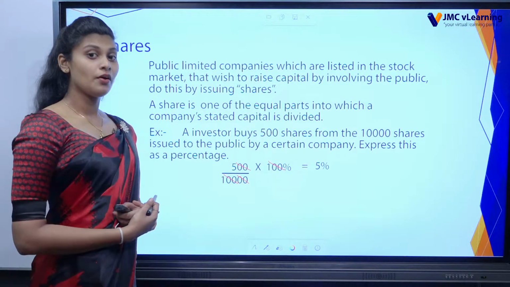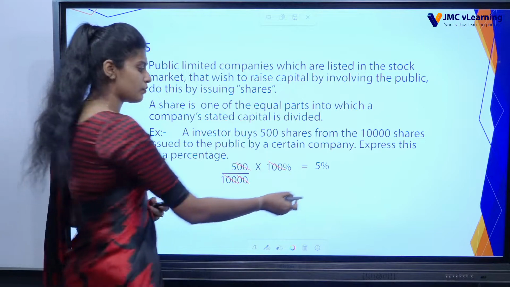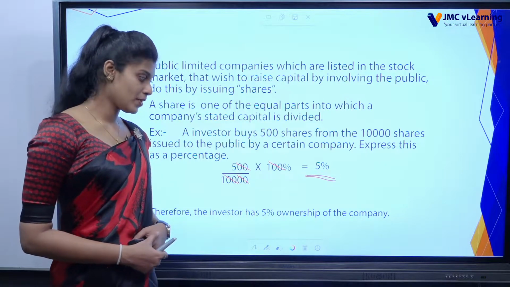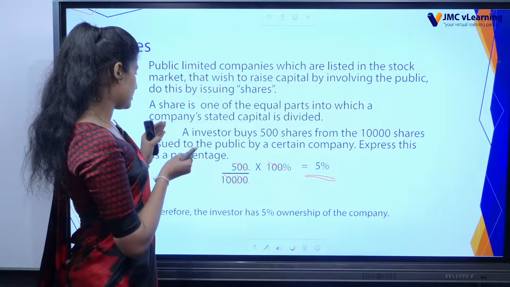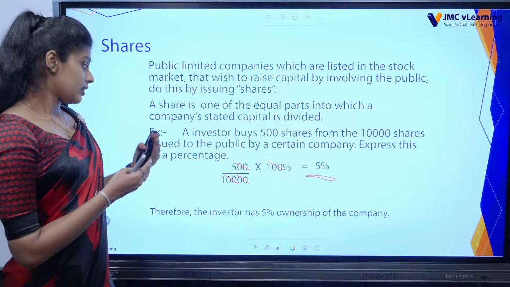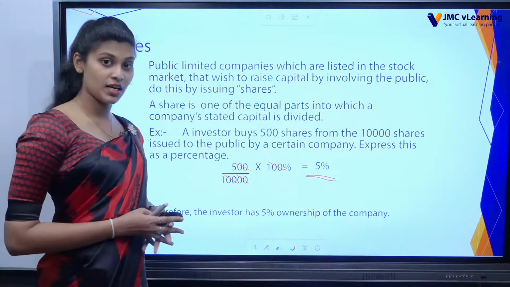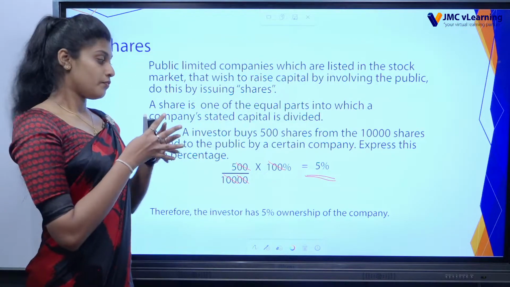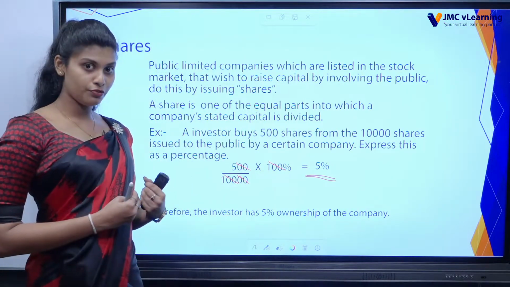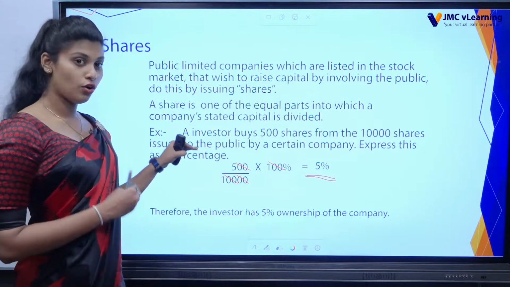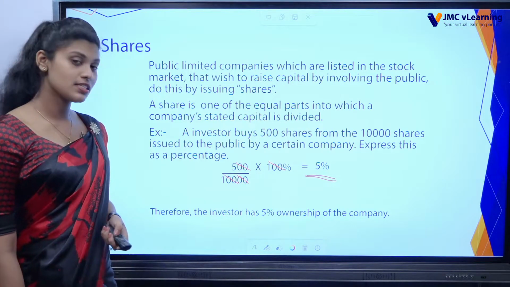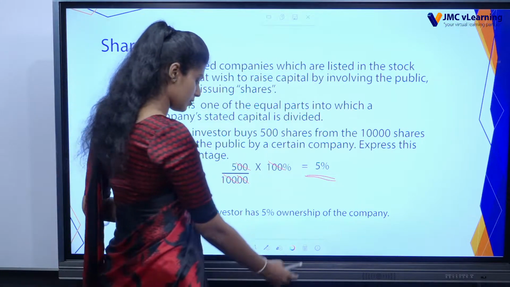Then the answer is 5%. What is the meaning of this 5%? The investor has 5% ownership of the company. That means this investor buys 500 shares from the 10,000 shares. Then that investor has the ownership of 5%. When annually the owner takes the profit, after that the owner has to pay 5% of the profit to that investor. This is the meaning of this 5%.